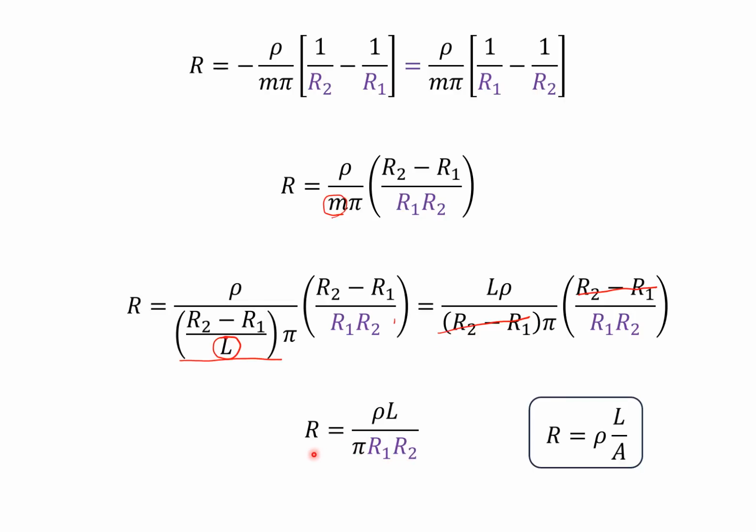How to check whether this result is valid or not? You take R1 is equal to R2, which is equal to r. This will become a cylinder. When R1 is equal to R2, this cone shape will become a cylindrical one. So this will become r squared. So pi r squared is nothing but your A. So R is equal to rho L over A. So this is rho L you have, and in the denominator you will get pi r squared, which is nothing but area. So what we got as a result is a valid one.